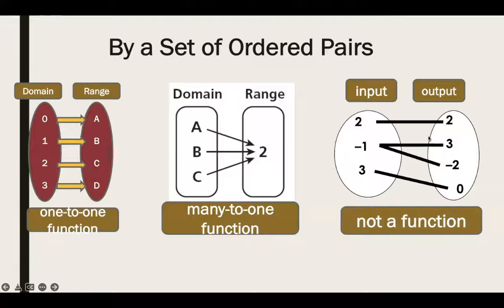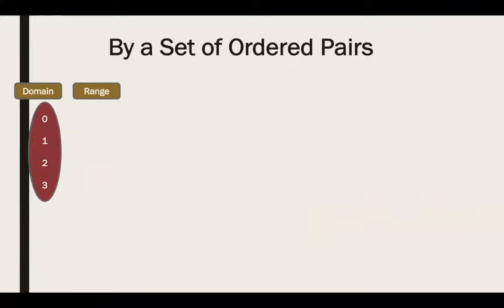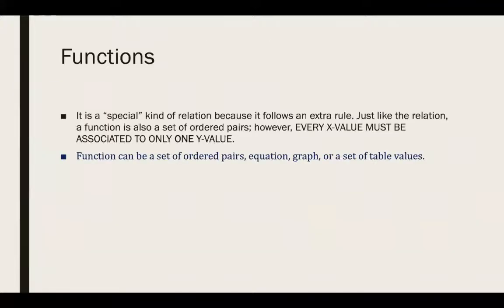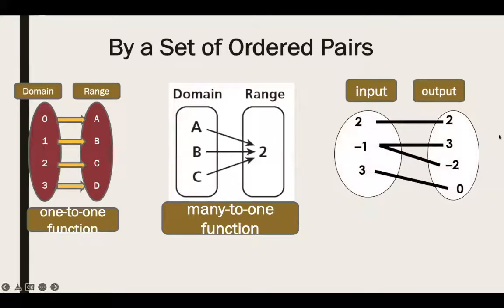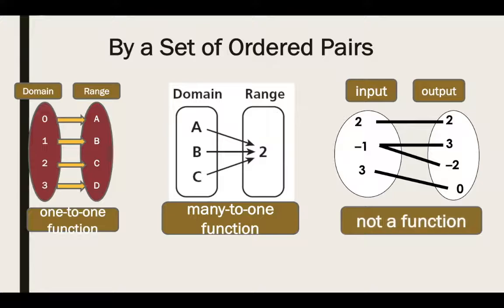It's 3 and negative 2, making it not a function, because when we go back to our definition of a function, it is a relation which has an extra rule, that is, every x value must be associated to only one value. Again, every x value must be associated to only one value. And for this third example, our x value, which is negative 1, is associated to two y values, which are 3 and negative 2, making it not a function.